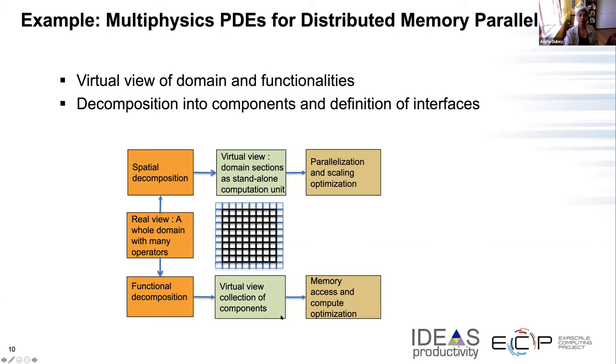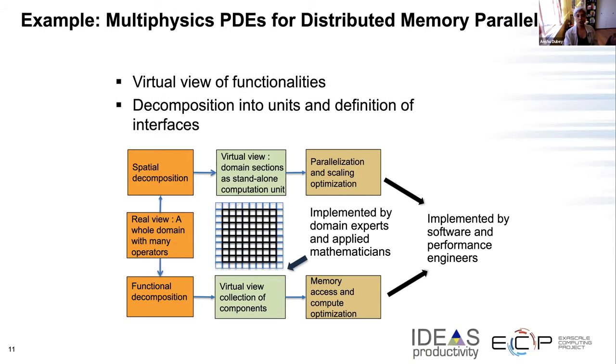And so this is how the separation of concerns happens: the parallelization and scaling optimization can happen at the level of domain decomposition, whereas memory access and compute optimization can happen at the level of each individual operator and function. And the separation of concerns, if implemented successfully, results in domain experts and applied mathematicians implementing the functions, and software and performance engineers working towards the optimization, without necessarily needing to know in detail the part that the other group of people is doing.